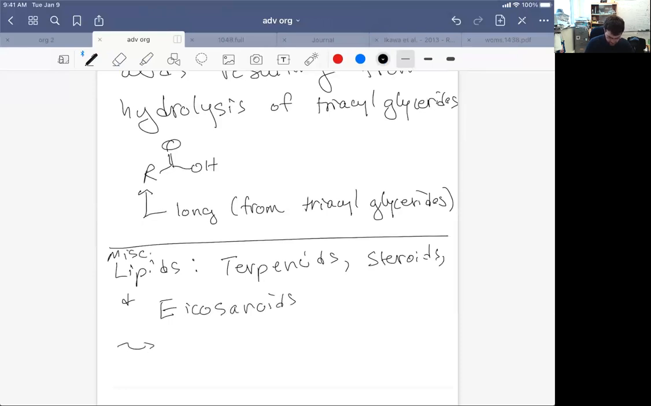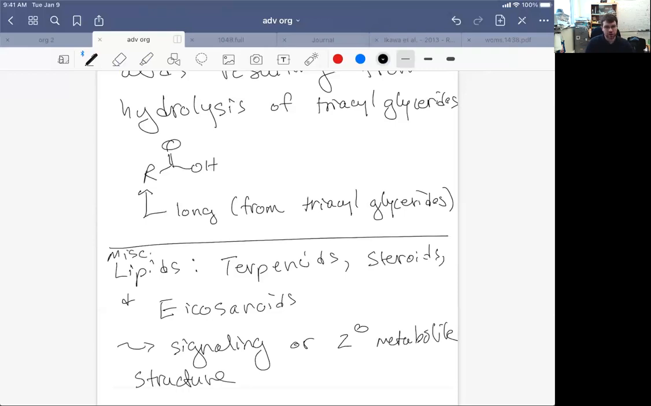So these are typically signaling or secondary metabolite structures. That is, you're not going to see these too much as a structural feature like you do with animal fats, where they form critical aspects of the phospholipid bilayer, which takes advantage of some of the structures we talked about previously.